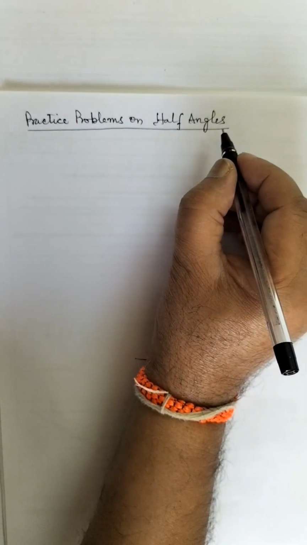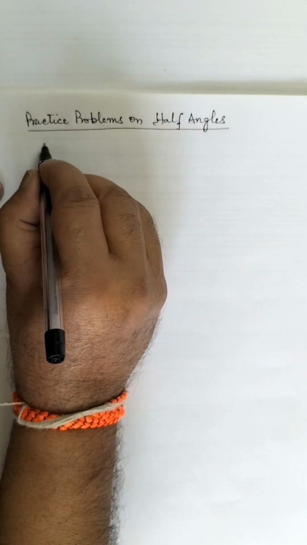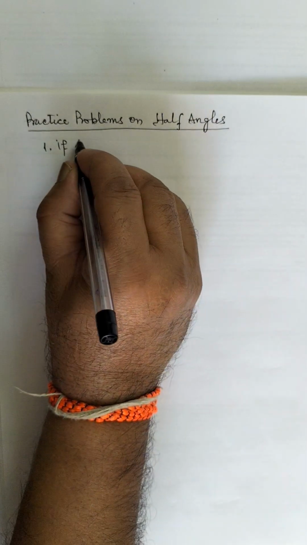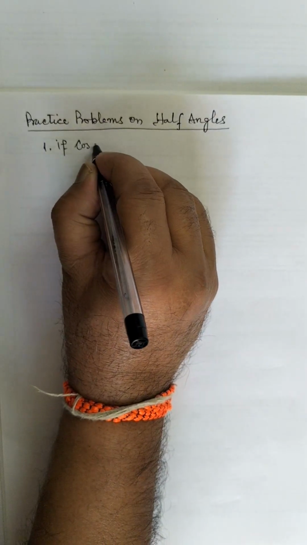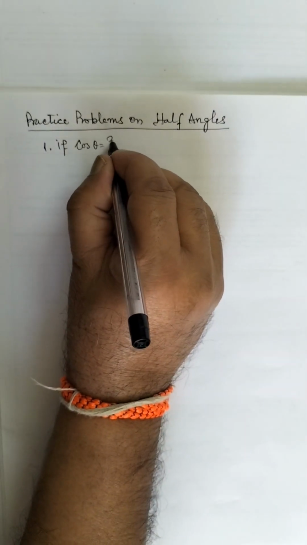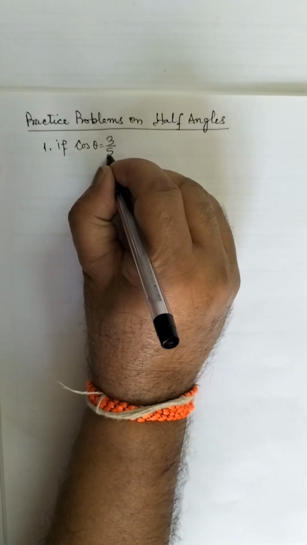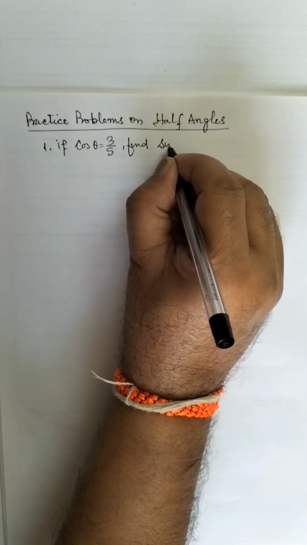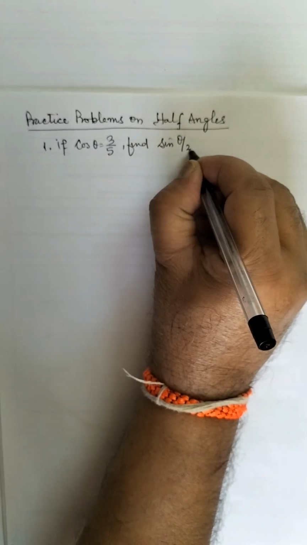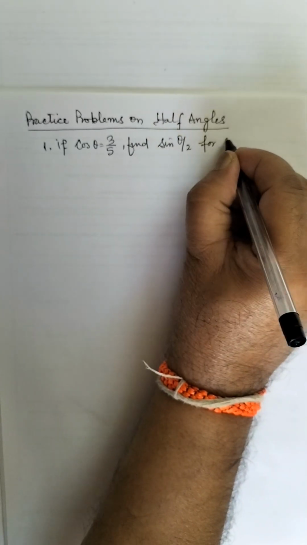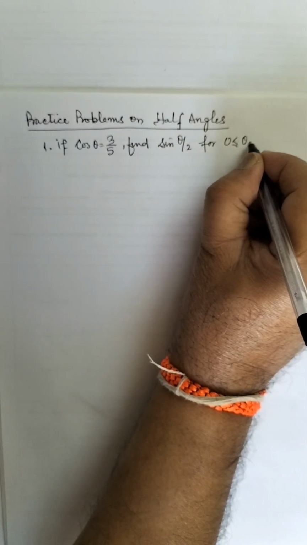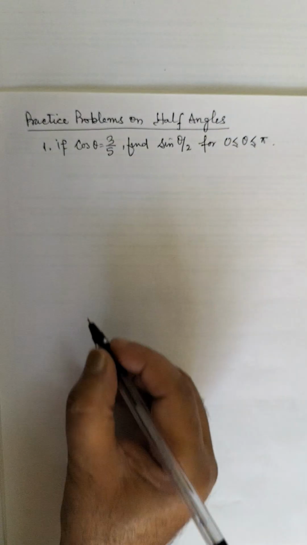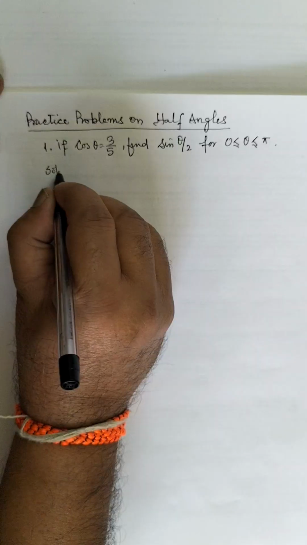Let me take the first question. If cos theta is 3 by 5, find sin theta by 2 for 0 less than equal to theta less than equal to pi. Now solution, let's see solution.